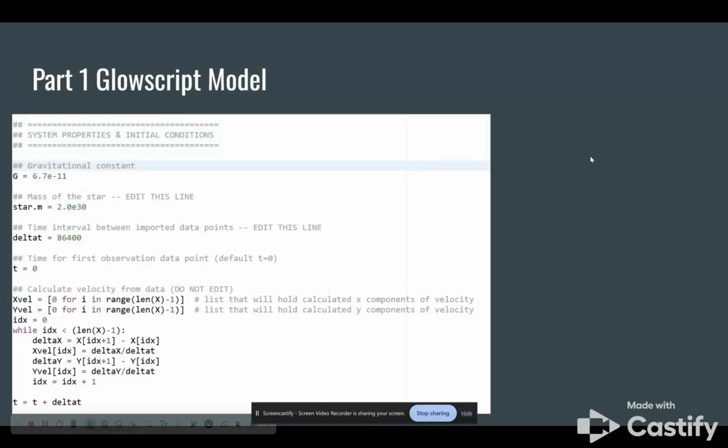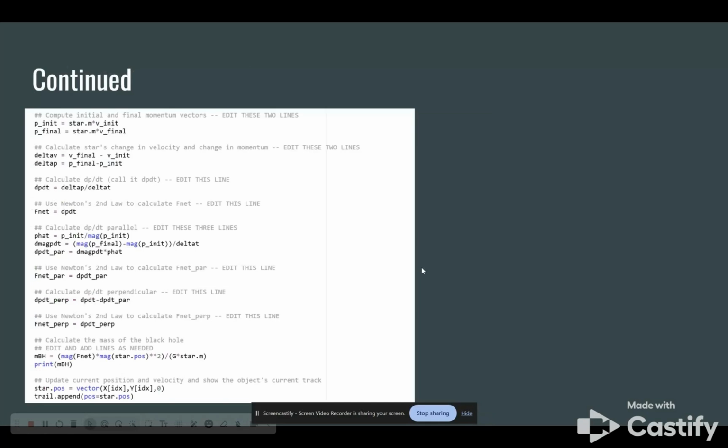So for part 1, where we had to find the mass of the black hole, these are just the initial conditions. We have the gravitational constant, the mass of the star that was given to us, and the change in time, which is just a day, which is 86,400 seconds. And then we have down here the iteration, which is just time plus each day.